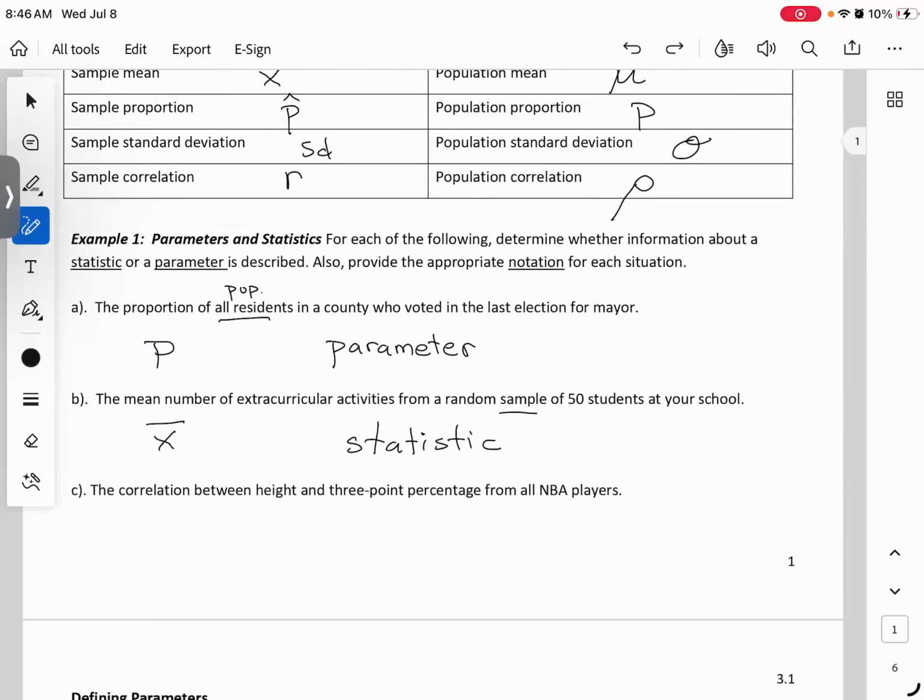Now maybe pause the video and try C on your own. Again, they'll give you what type of parameter it was or whether it was a statistic. They'll give you a clue as to whether it was a sample or whether it was a population.